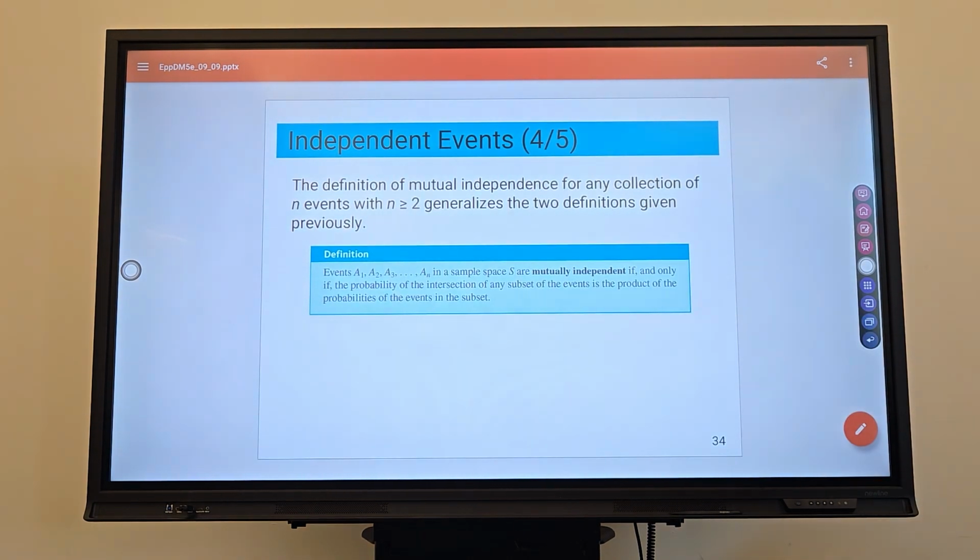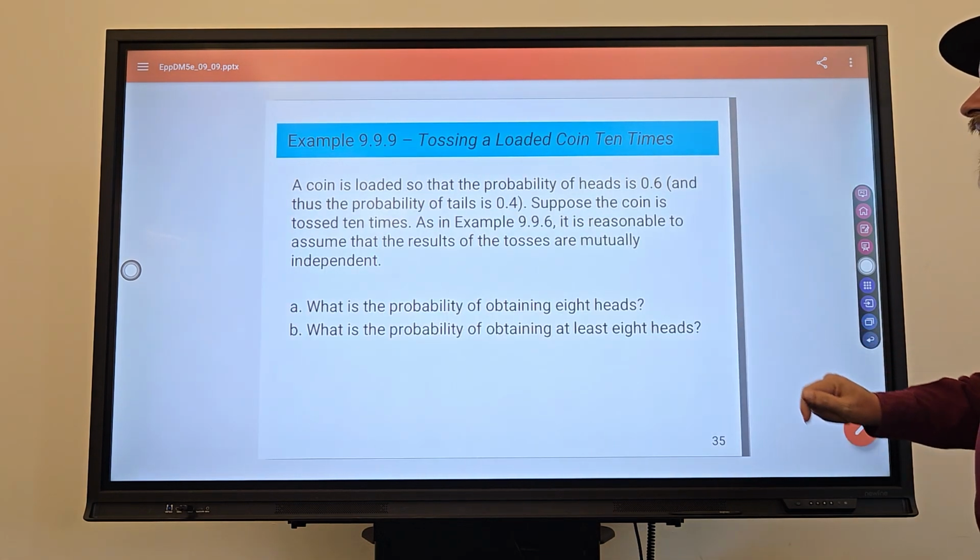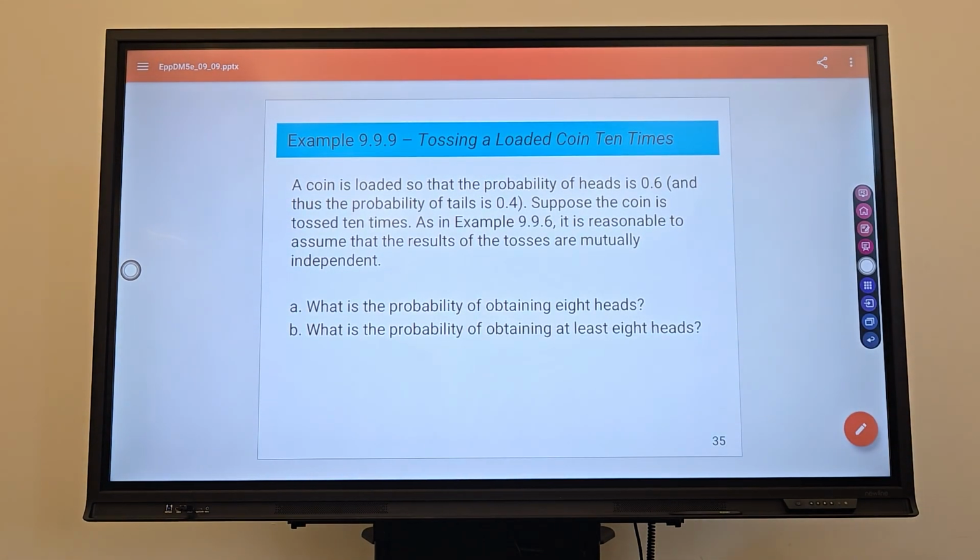The definition of mutual independence for any collection of n events with n greater than or equal to 2 generalizes the 2 definitions given previously. Events A1, A2, A3 to An in a sample space S are mutually independent if and only if the probability of the intersection of any subset of these events is the product of the probabilities of the events in the subset.